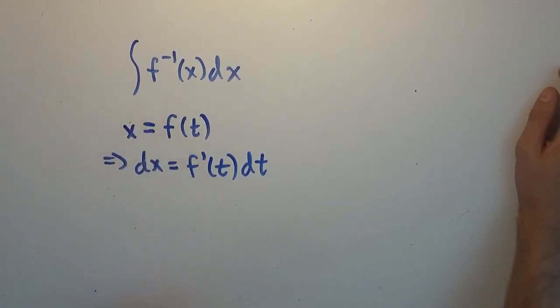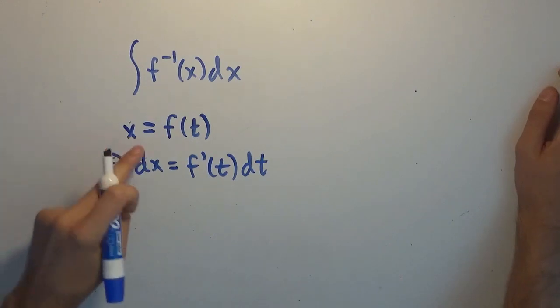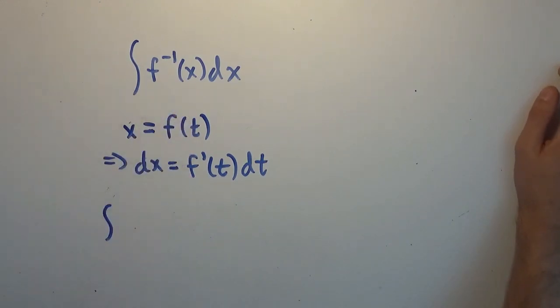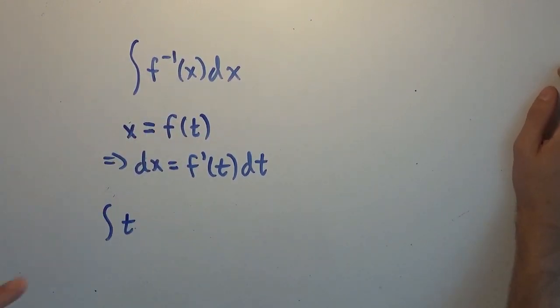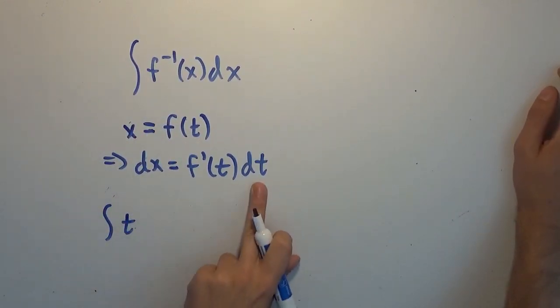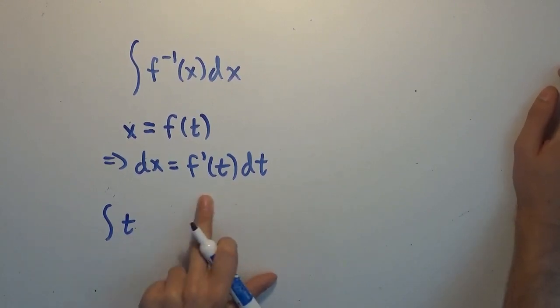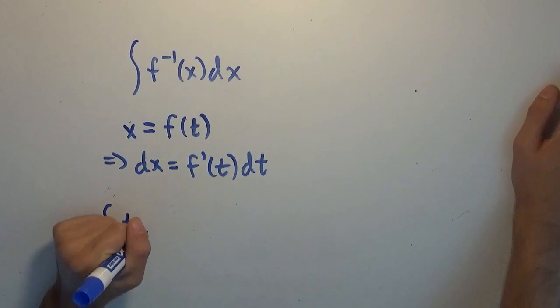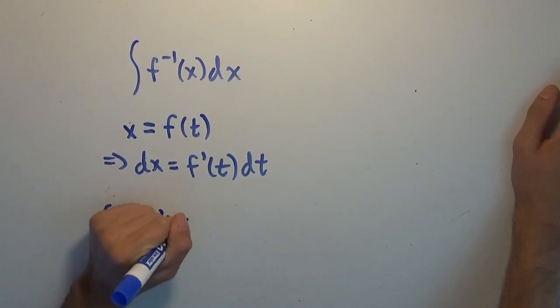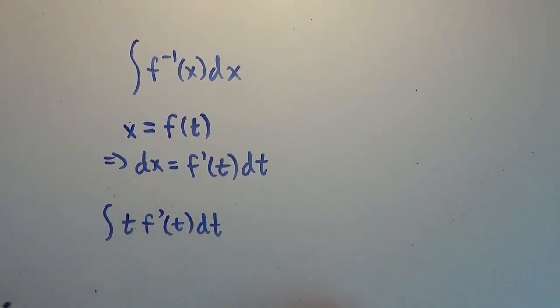And then we simply just replace everything here, and we get what? We have to plug in f of t where we see x, so we get f inverse of f of t, so that's just t. And then we have to replace dx with the determinant of the 1 by 1 Jacobian matrix here, and that's just writing f prime of t dt. And now all we have to do is do integration by parts, which is not too difficult.